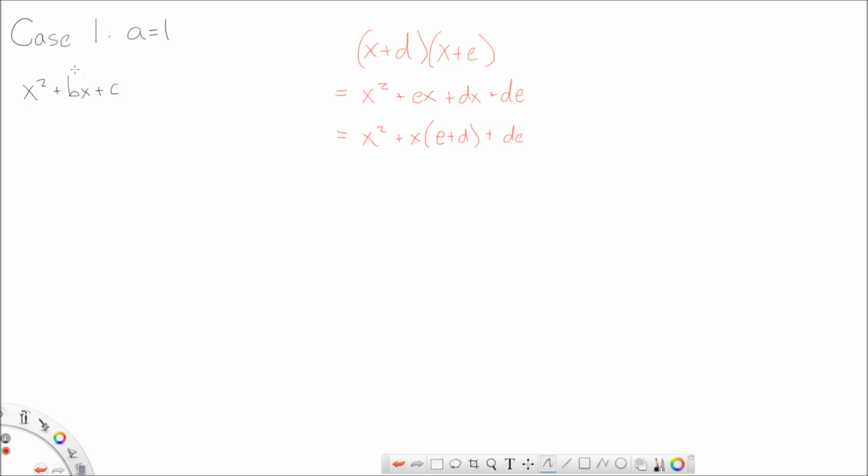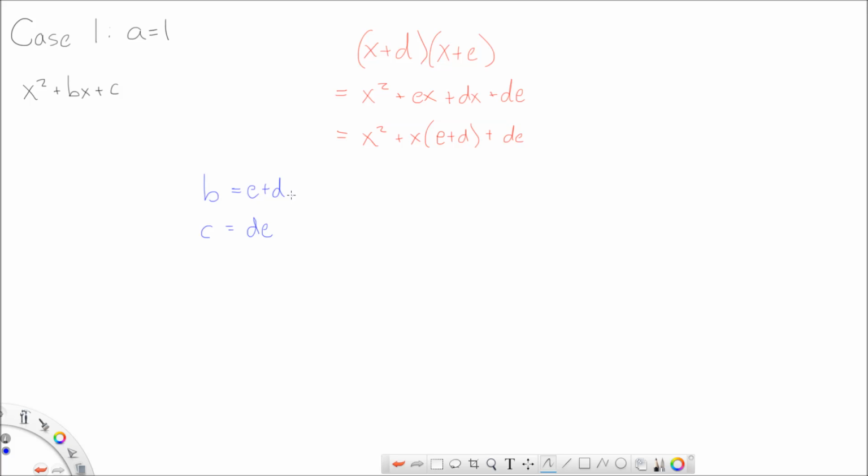So now if we were to factor this x squared plus bx plus c into x plus d and x plus e, we want these two last pieces to match up. So we want x squared plus bx plus c to match up to x squared plus x times e plus d plus de. So what's that mean? That means we need this term here, what's being multiplied by the x. Well, that's originally b, but in here it's e plus d. And we need this last term, our constant term. Well, originally that's c, and that needs to be equal to de.